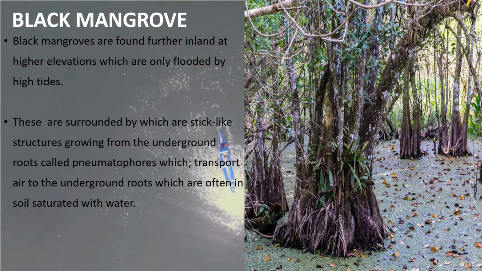Like the props of the red mangroves, these structures transport air to the underground roots, which are often saturated with water. Here again is a picture of the black mangrove, thus the name.